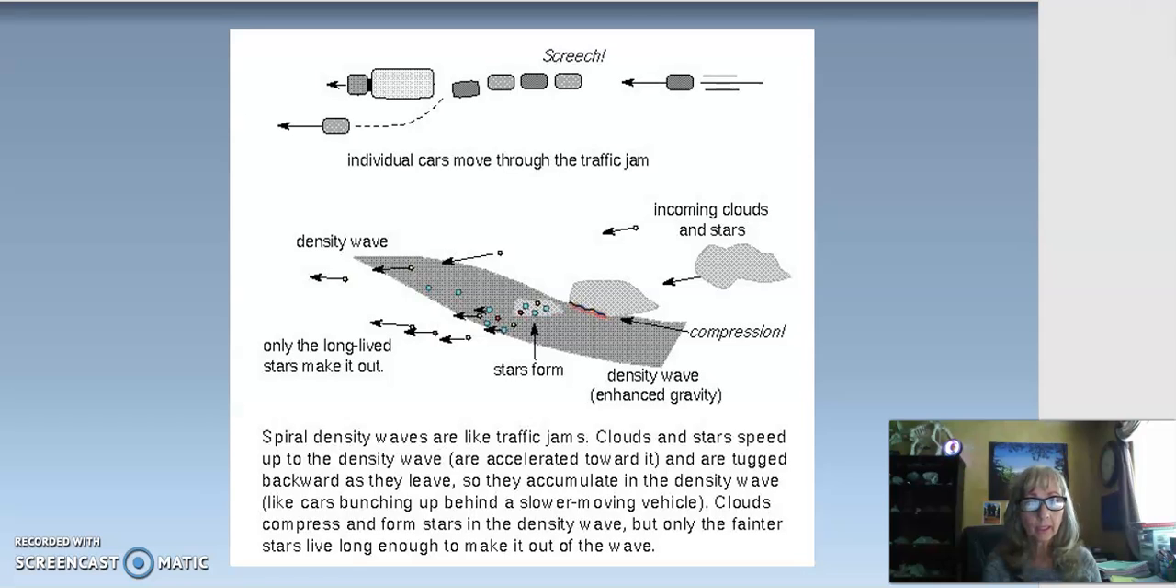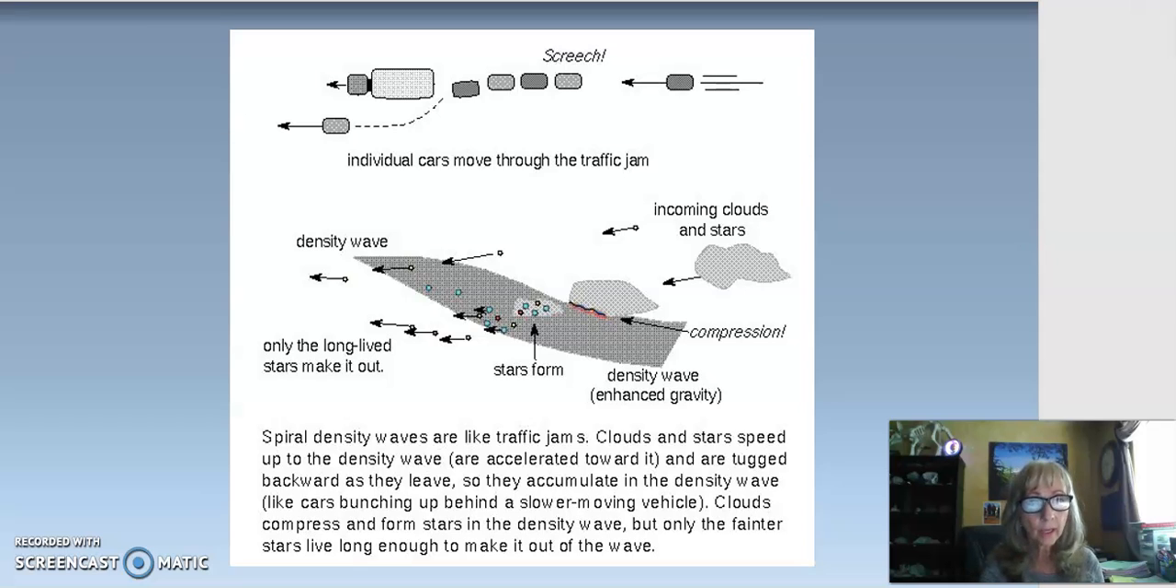So what we're seeing is there is a place where they bunch up. In these spiral arms, the stars bunch up. Now, this is a really interesting diagram. It's not pretty, but look at it real closely.